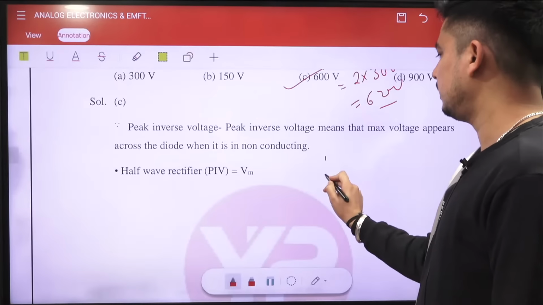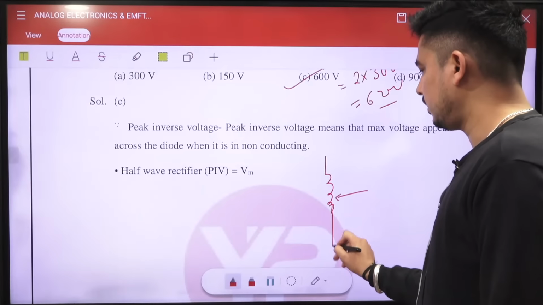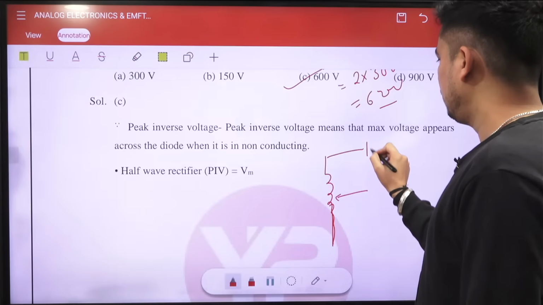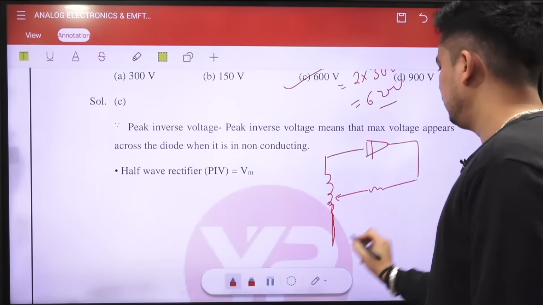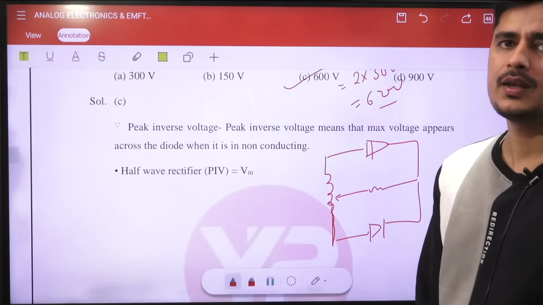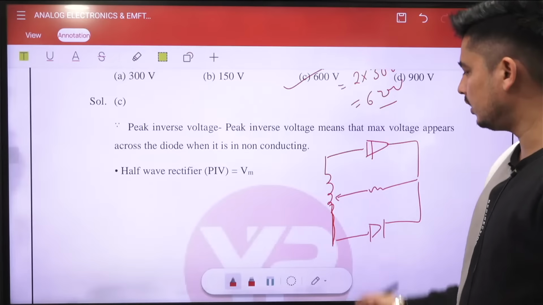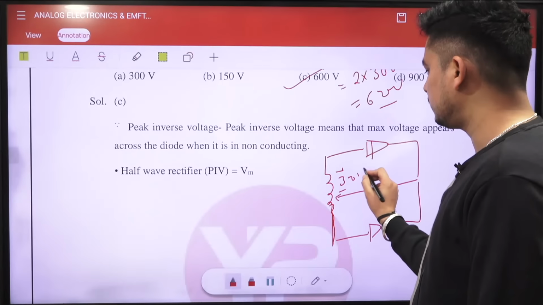See, this is the center tap transformer type. Here we connect at the center of the transformer, and we have a diode here. Right here the load circuit is, and another diode is connected here in the center tap transformer type. So basically, the voltage between this terminal is given as 300 volt.